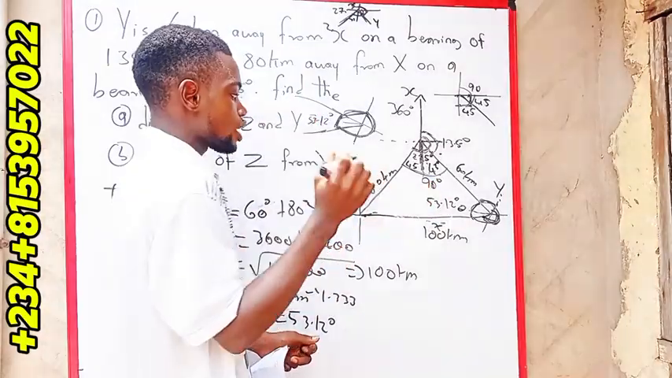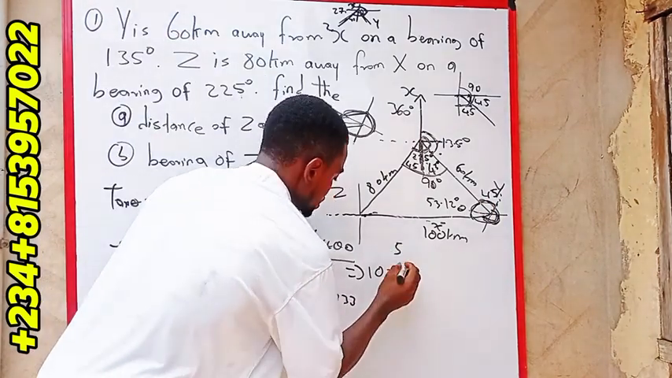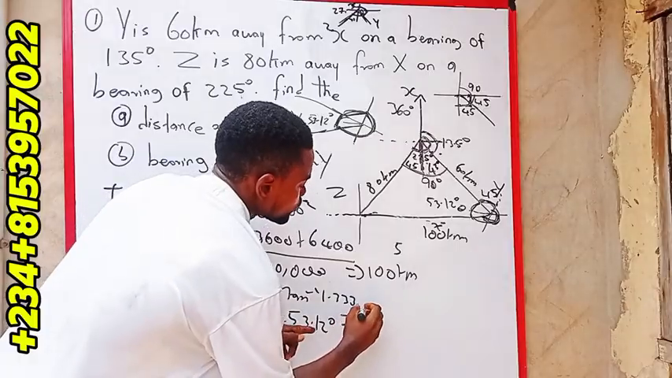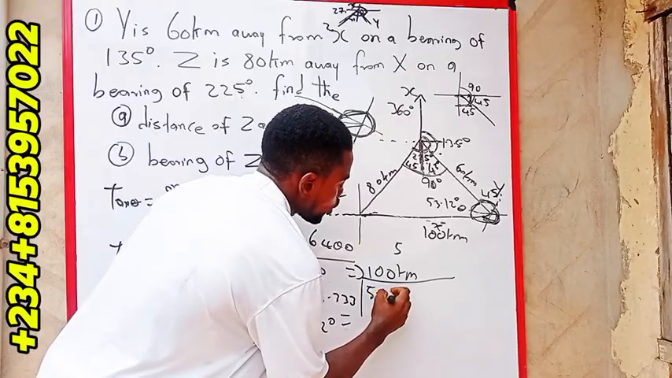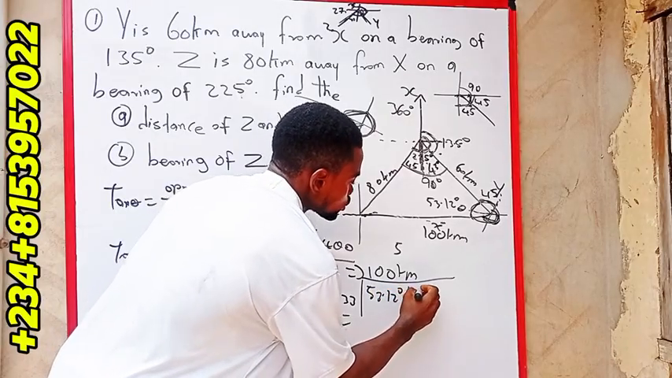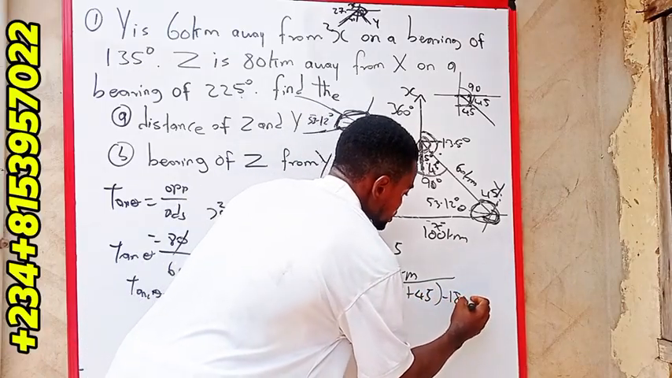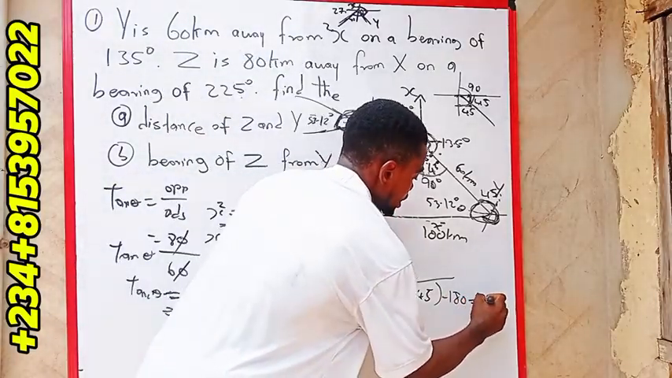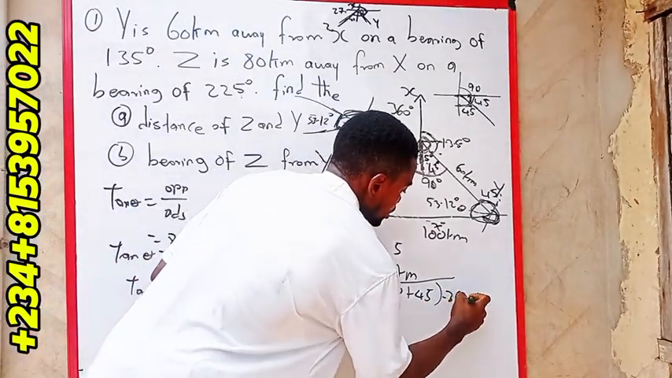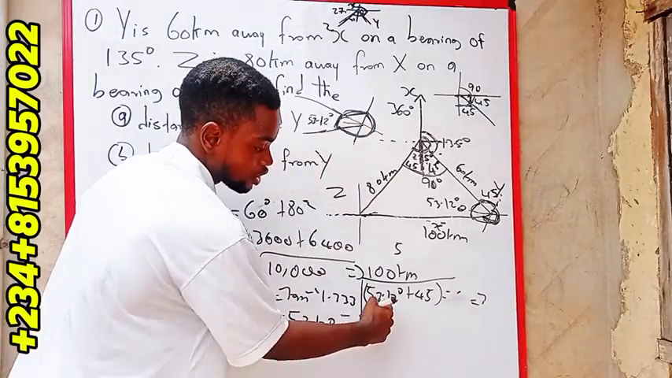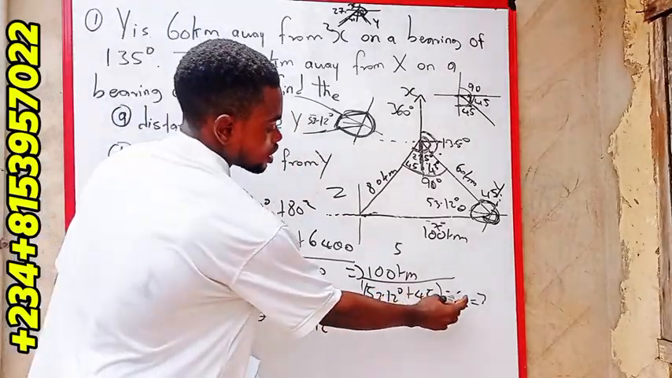Alternating angle. If this is 45, it's going to be 45. Hence, I will now say that 53.12 degrees plus 45, in bracket, minus 180 is going to give you the back bearing. Sorry, I need to minus 360, or you start from 360 minus this, so it's going to give you a positive number.